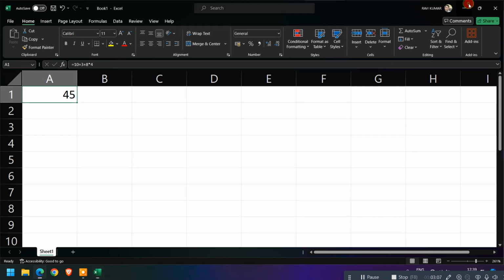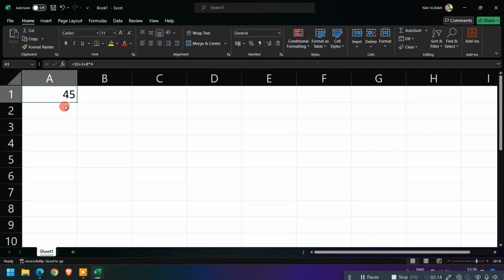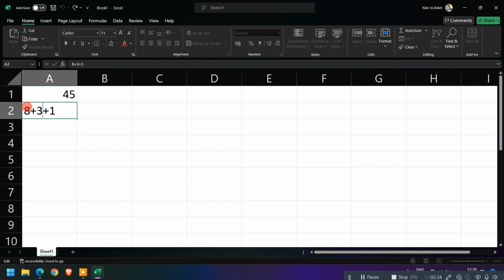What was the sentence? A formula must begin with the equal symbol. So if you want to apply any formula, you should put the equal symbol. Without the equal symbol you can't perform any expression. Like if I write 8 plus 3 plus 1 without it, it will not perform any action. But if I put the equal symbol at the start of this cell, then it will perform the calculation.